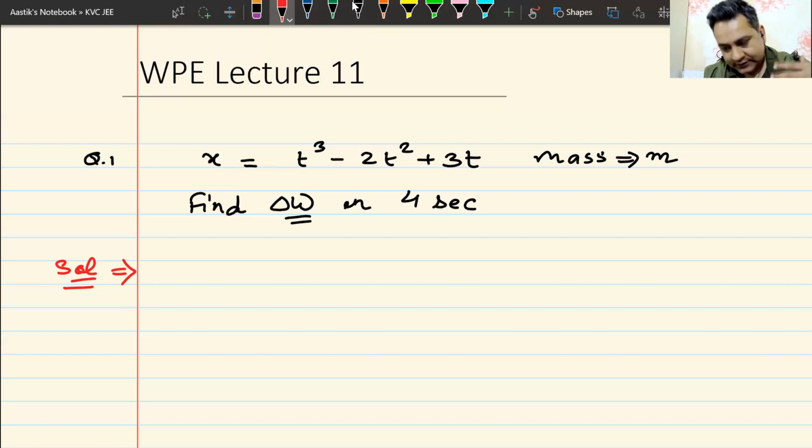Anyways, let me start it again. X was given as a function of time. Mass is given as m. You have to find out the work done in 4 seconds. I asked you to do it at home. Anyone has done it? Please raise your hands. No one? Only one student has done it probably. Yes, beta. Tell me how you have done it. Have you tried it? How have you tried it? Tell me.